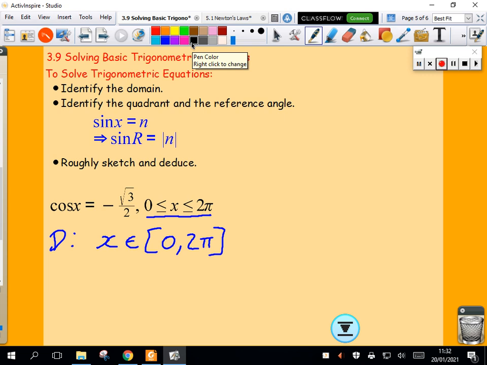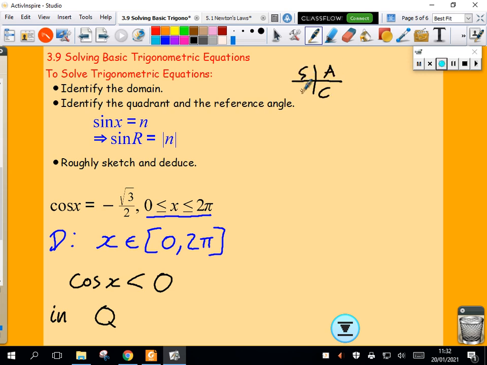The second thing is to identify the quadrant and the reference angle. So cosine of x is negative root 3 over 2, so I'm just going to say cosine of x is negative in quadrants... Again, you can use your little memory tool and you'll see that cosine is positive in quadrants 1 and 4, so cosine is negative in here in quadrant 2 and in here in quadrant 3. So cosine is negative, that means we're dealing with quadrant 2 and 3.